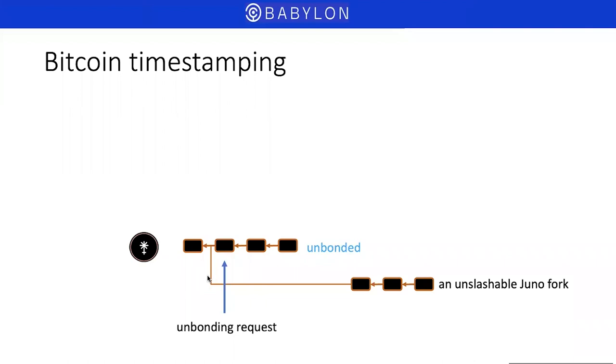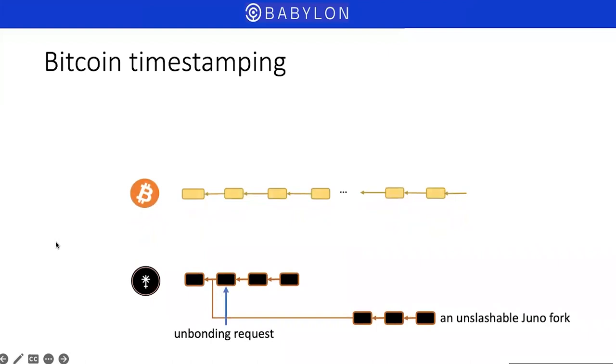Okay. All right. So we have the slashing of Juno, which cannot be resolved. And now we use Bitcoin and we basically send a timestamp of every block of the Juno chain. So what we do is we send a so-called checkpoint transaction onto the Bitcoin network, and the transaction is recorded. And that provides a timestamp to a fork, okay? So now the canonical fork has a timestamp which is earlier than the later created unslashable fork, which has a later timestamp.